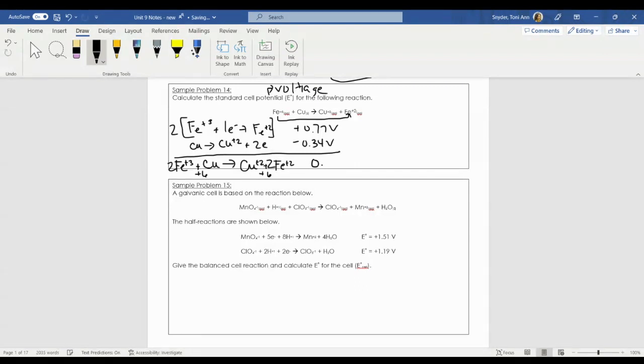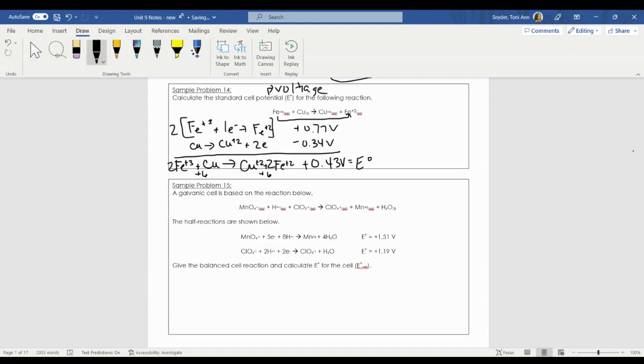And my E naught, or my standard cell potential, would be 0.43 volts. So that equals E naught, standard cell potential, positive. Not a very good galvanic cell because it's not producing that much voltage.